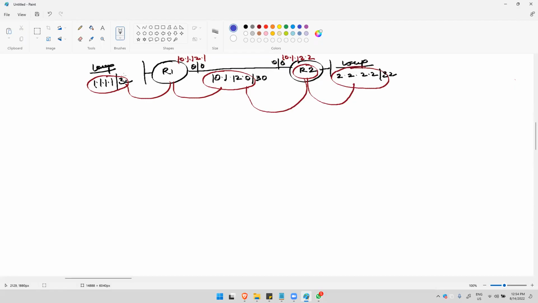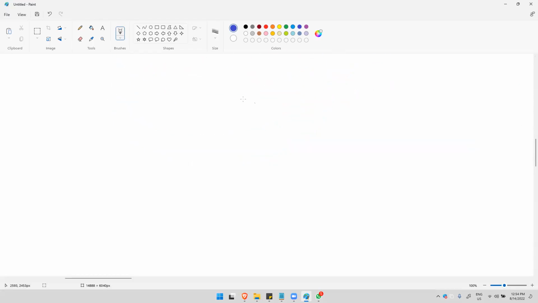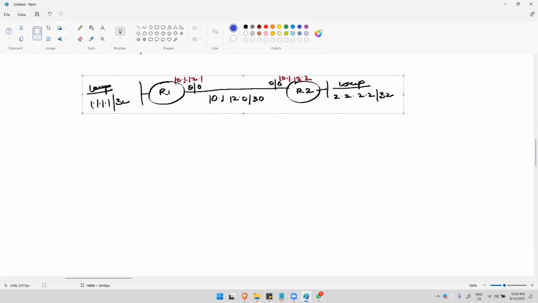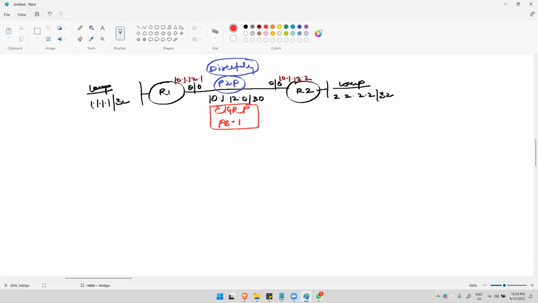If I want to communicate from this LAN to that side, is communication possible without routing? Not possible, so we need to perform routing. And this is a point-to-point topology, directly connected. Right now we are running which protocol? EIGRP. And we are using, for example, AS number 1. Right now, first we learn how to enable it.